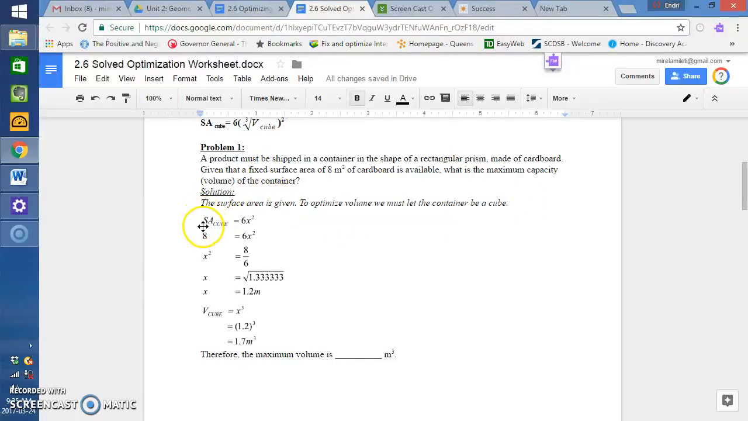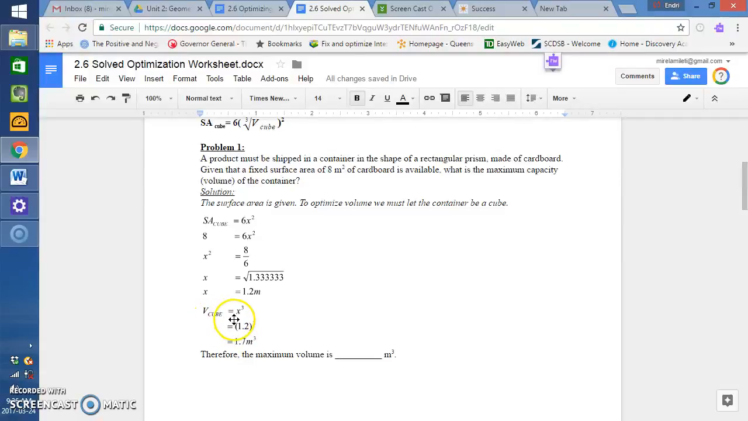Now we know that the surface area of a cube is 6x squared. As we saw before, we figure out the side x by dividing both sides by 6 and then taking the square root. You end up with the value of x equals 1.2 meters. Now that we have the side of the cube, very easily we can figure out the volume, which will be the maximum volume, and that is what we wanted.